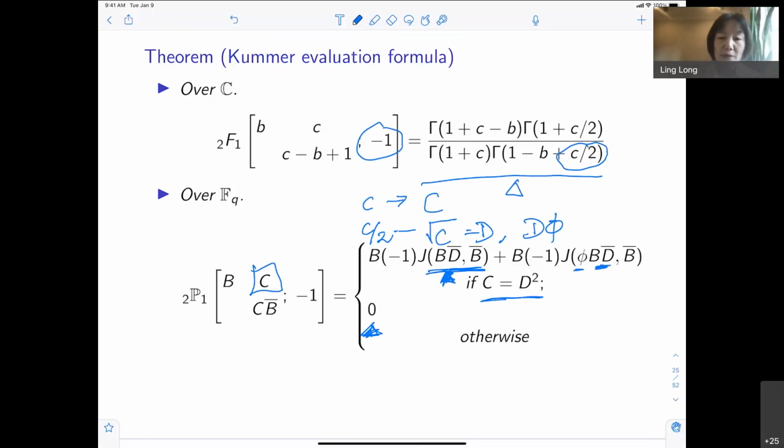So we do have two parts. It tells us that there is something going on: for half of the chances, the value will be 0. For the other half of chances, I will get two values. They have the same absolute value, and they actually correspond to different choices of square root of C. Okay. So this is the Kummer evaluation formula.